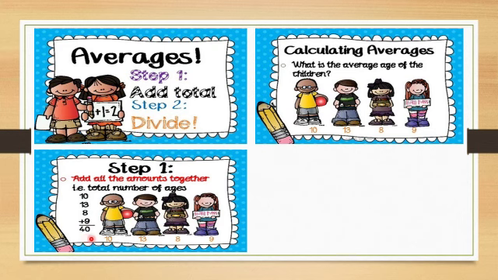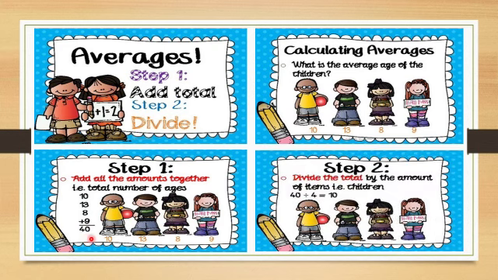Now that first step we have done. The next step is to divide the total by the number of items, that is the number of children. So 40 is the sum of quantities, divided by 4, as there are 4 children here. You get the answer as 4 tens are 40. So the answer is 10. So the average age of these children is 10.